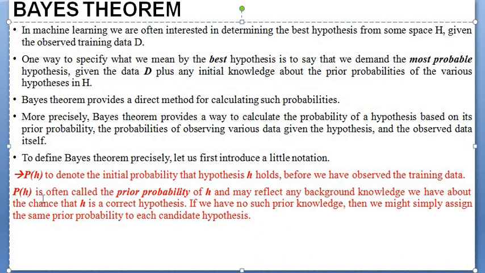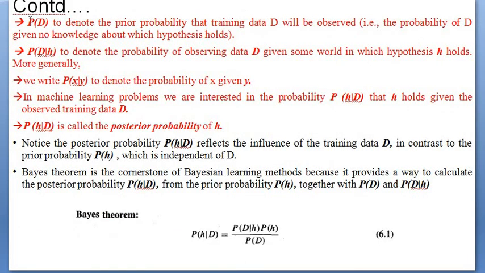Okay, if we have no such prior knowledge, then we might simply assign the same prior probability to each of the candidate hypotheses. If you don't have any knowledge about the given data, then you can simply assign some values to each and every hypothesis. And please remember that you can assign the probability values in between 0 to 1.